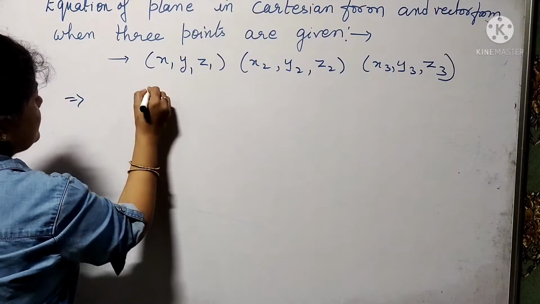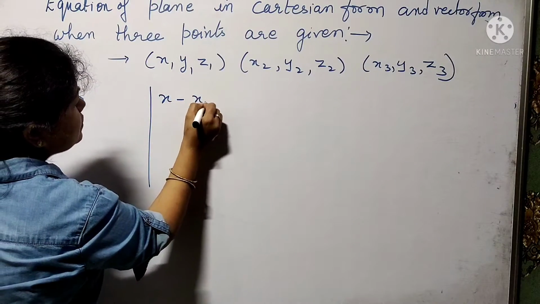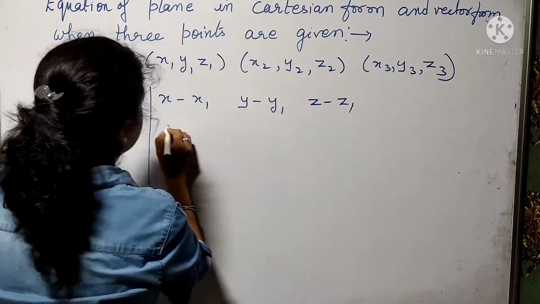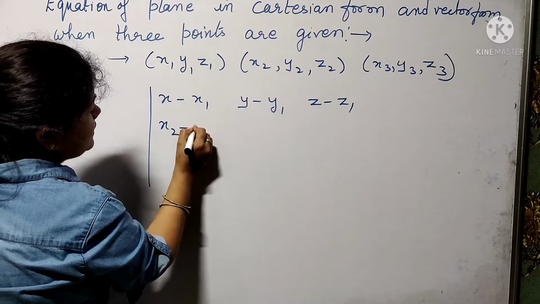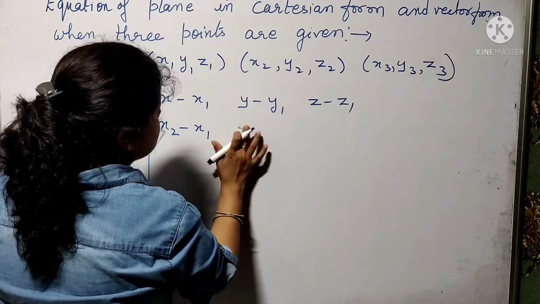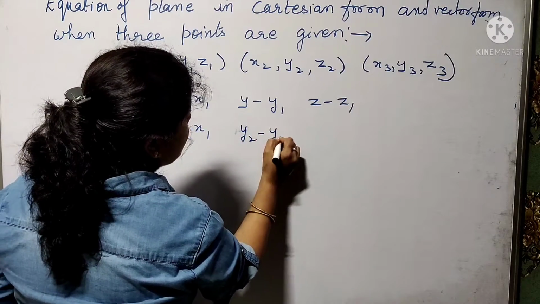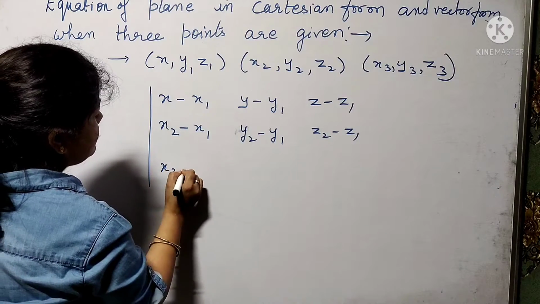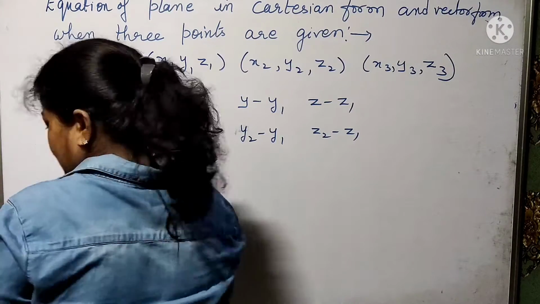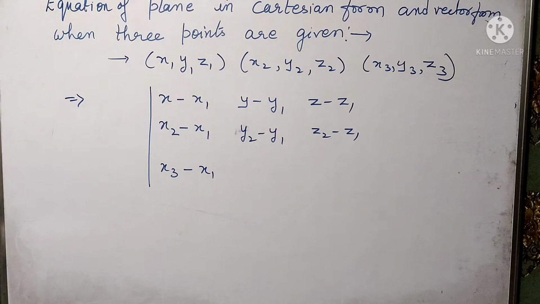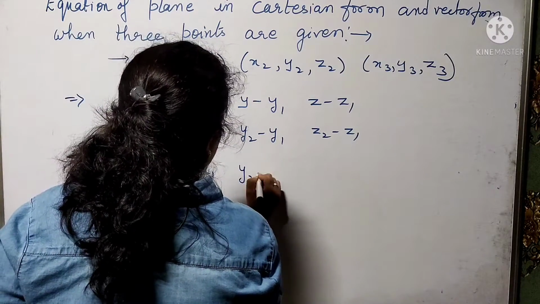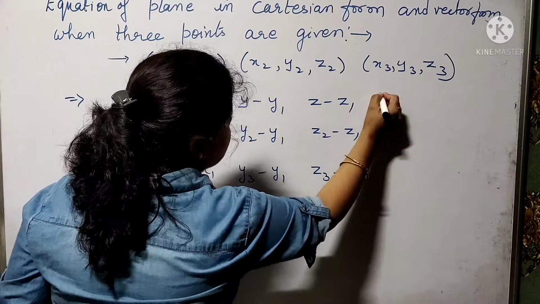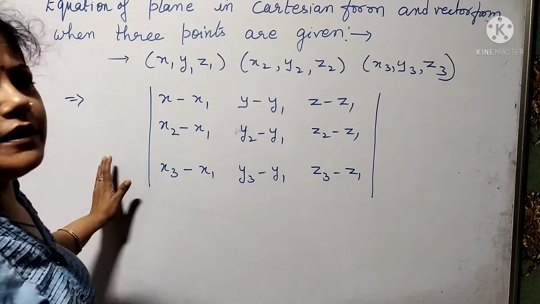The equation of plane is in this form: x minus x1, y minus y1, z minus z1, then x2 minus x1, similarly y2 minus y1, z2 minus z1 and x3 minus x1, similarly y3 minus y1 and z3 minus z1. This is the equation of the plane in the Cartesian form.